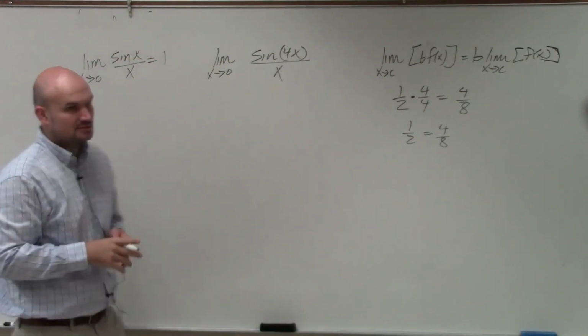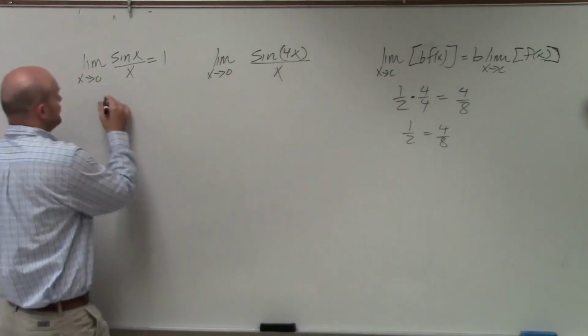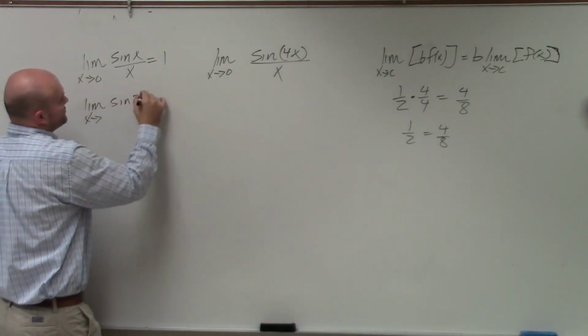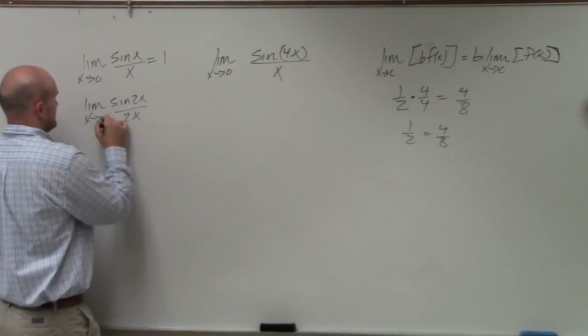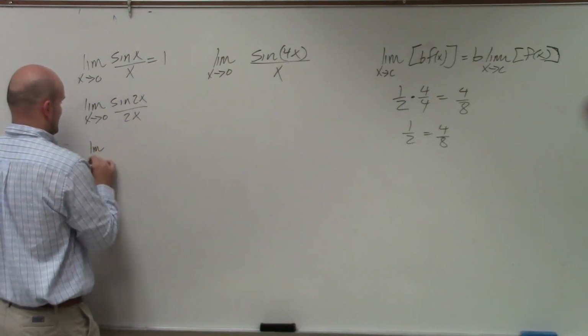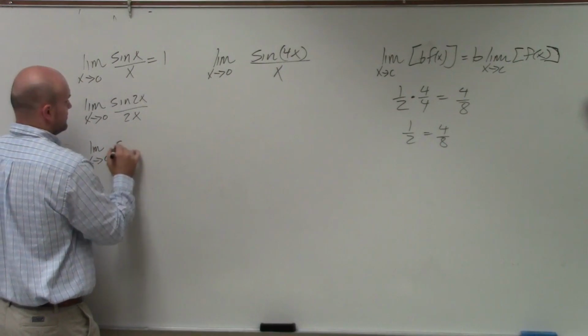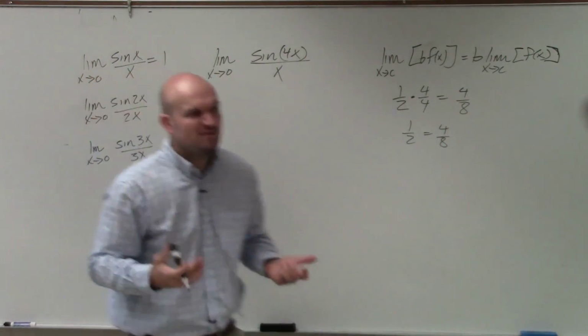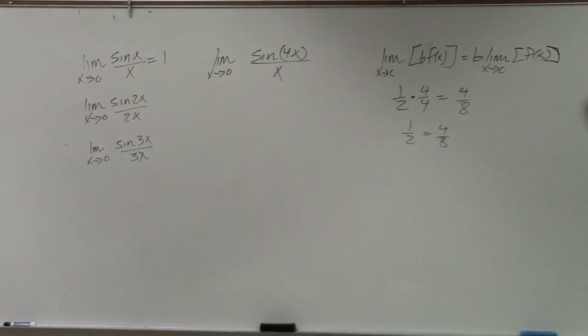Well, guess what? That rule works for sine of 2x over 2x. The limit as x approaches 0 of sine of 3x over 3x. It works for all of them. It doesn't matter. And let's go and look at this graph.